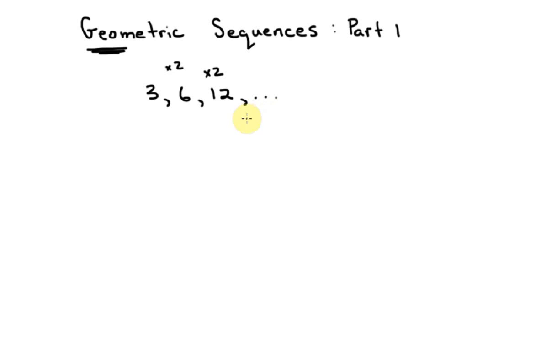So, a few things are different here. This number that I'm multiplying by is called the common ratio. Remember what it was called for arithmetic sequences? It was called the common difference. Well, this is the common ratio. And in this example, of course, it is 2.